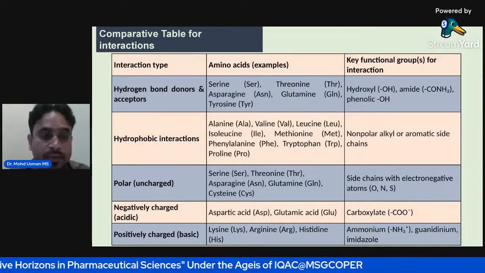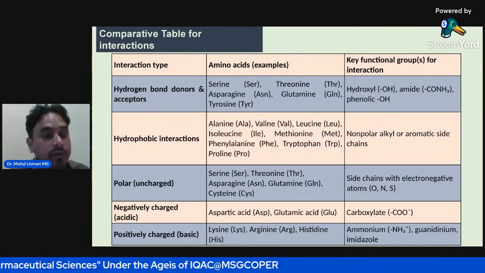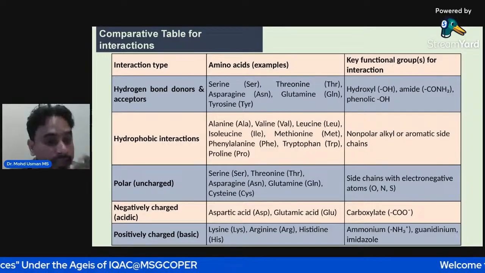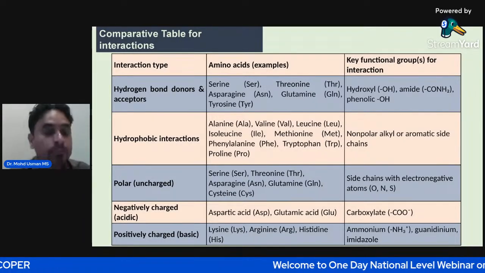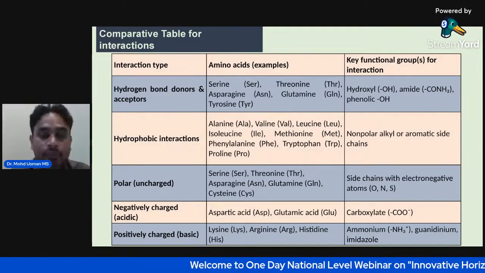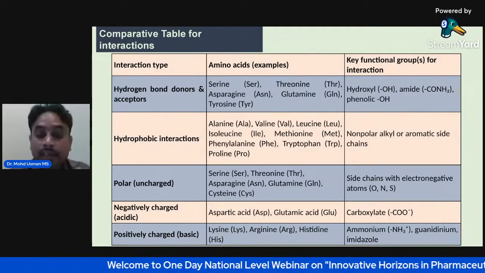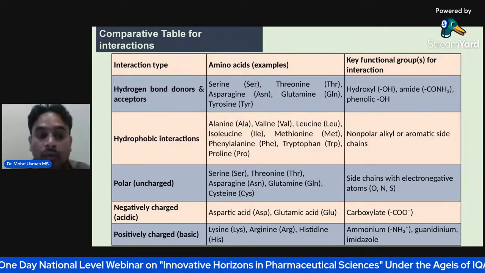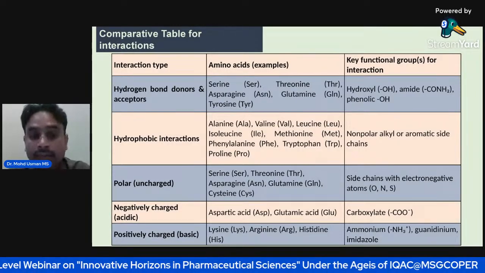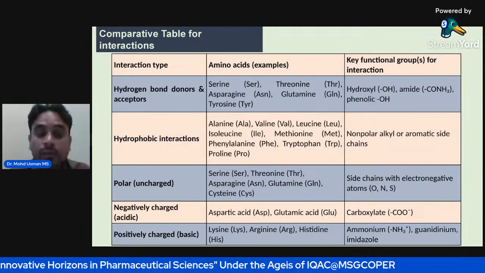So in our molecule, such groups should be available which can donate a proton or accept a proton. At that time only the electrostatic complementarity will occur and our molecule will go and bind with these residues with the help of hydrogen bonds.